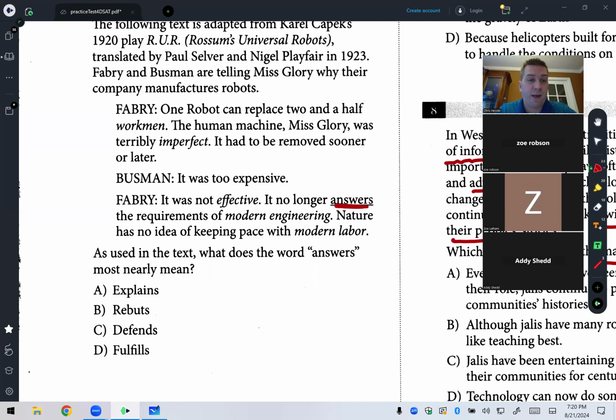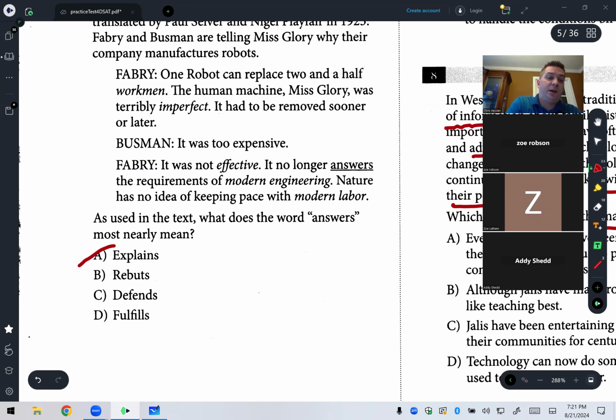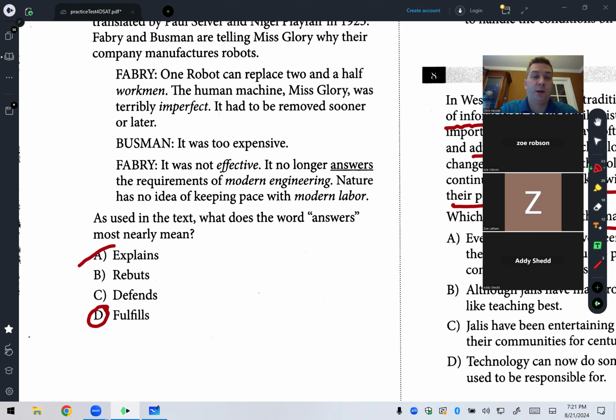I'm gonna read explains in there, and it shouldn't make sense. It was not effective. It no longer explains the requirements of modern engineering, and that doesn't fit. So that's the typical definition for this word. Now, if we picked up a dictionary, this would probably be like the 6th definition for this word. This is a more obscure meaning for this word, but I'm sure it is in the dictionary. To answer something could mean to fulfill it. All right, so here's the correct version. I'm just going to read it back in the sentence. So we're talking about humans. It was not effective. It no longer fulfills the requirements of modern engineering. And that makes perfect sense.